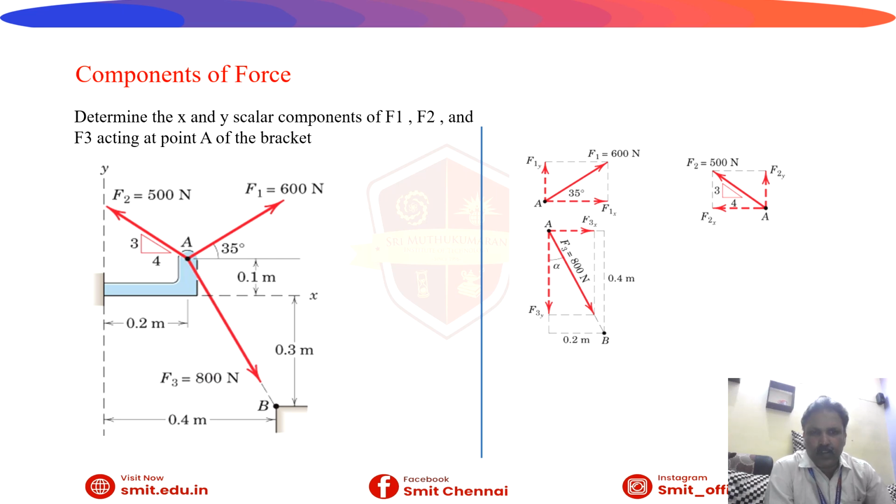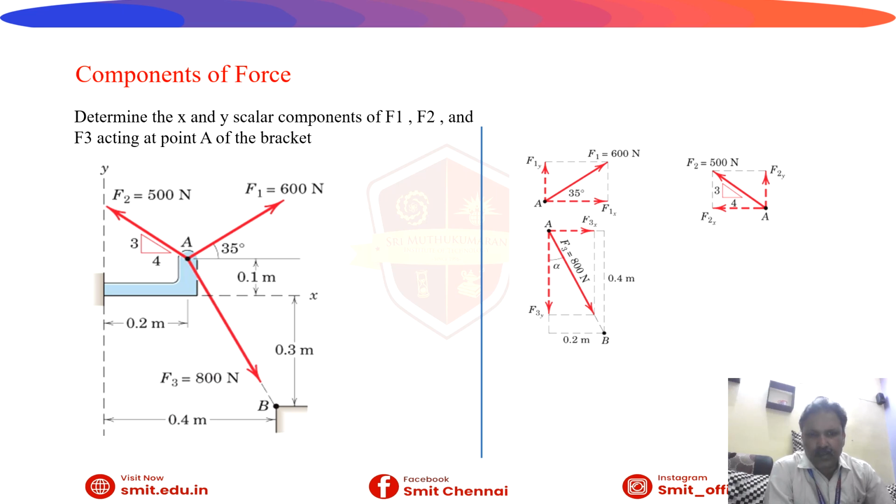F1 is split up into two components, right? That is 600 cos 35, 600 sin 35. You'll get it like that. Then for 500 we have to find the angle of that one, then only we can note it down. Then 800, the alpha is acting over there. Then finally how much you have to find, that is important. That alpha is not given, that is one important note.